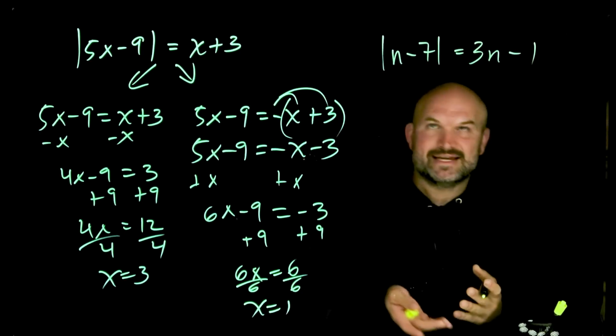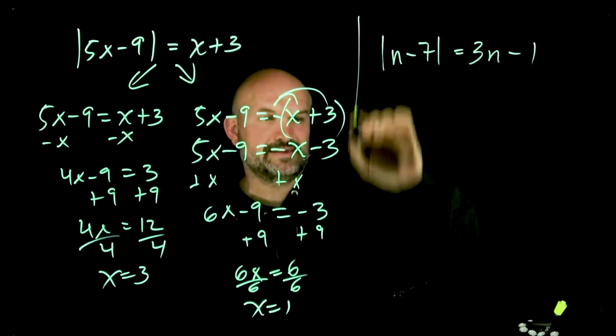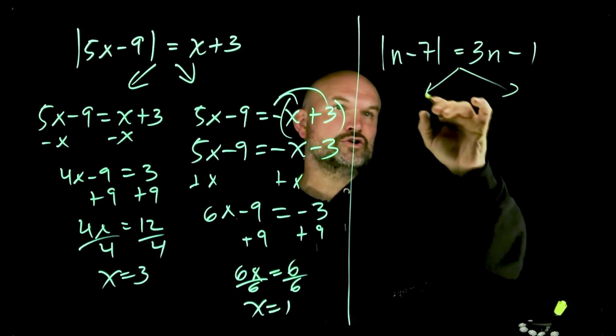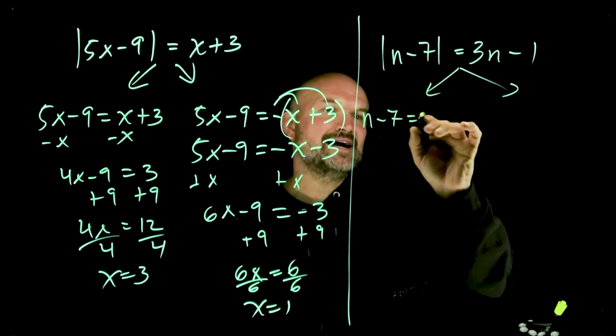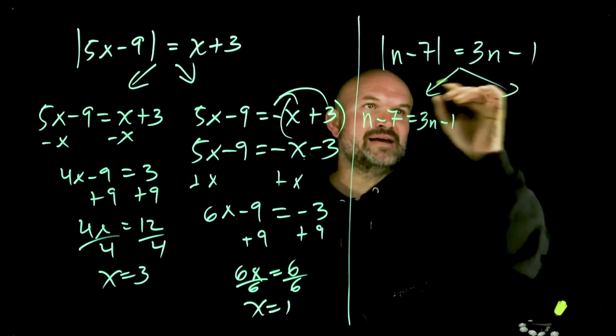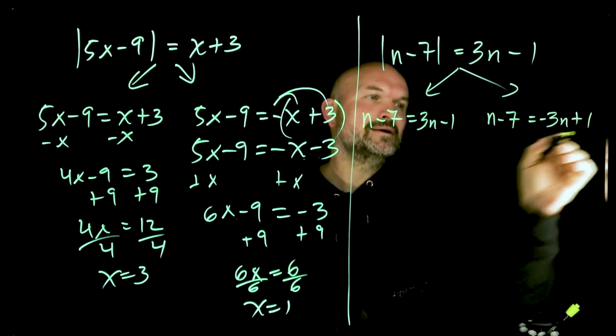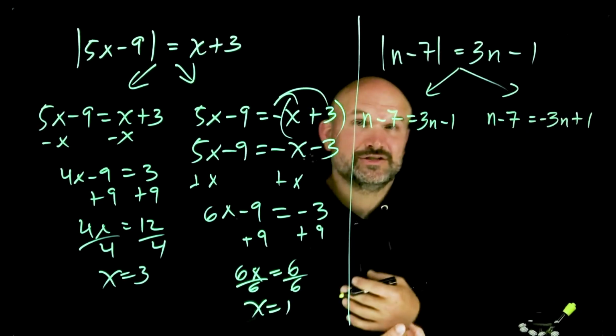Okay, now the next mistake comes in. Students are like, all right, I'm not going to make that mistake again. The ears are perked up. Okay, I got this. I have to set up my two cases. I'm going to make sure I negate this correctly and properly. So that's a negative 3n plus 1. I got it. Now I just need to go ahead and solve.